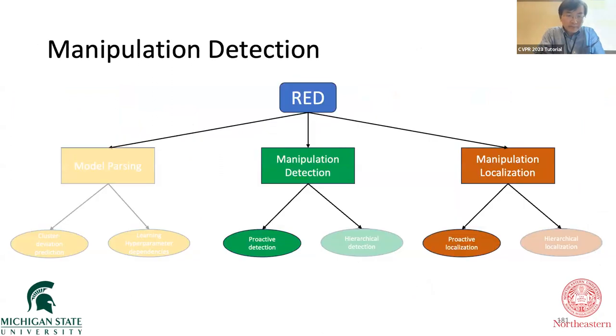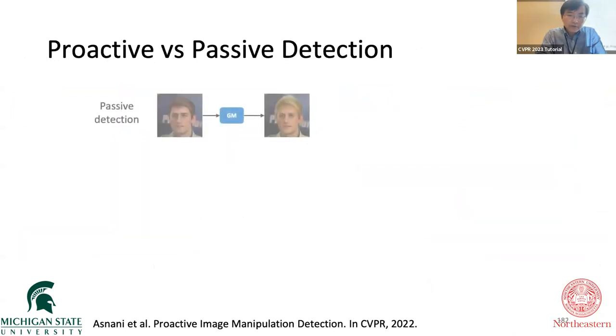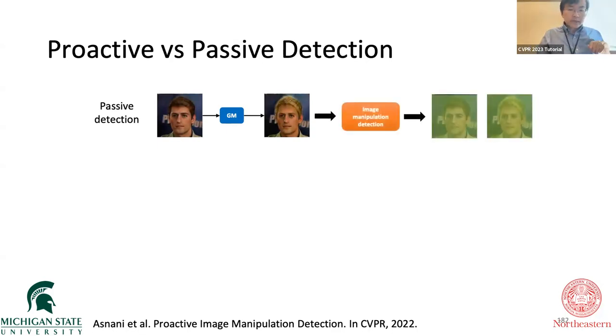Okay, due to time, let me quickly move to the last part. Hopefully I can do it within less than 5 minutes. All right, so far what we have been talking about is called the passive method, meaning that someone takes the GM, generates images, and then gives them to our image manipulation algorithms, and we say if it's real or fake. We call this a passive method. The algorithm takes the data as input, processes it and gives back the result, okay?